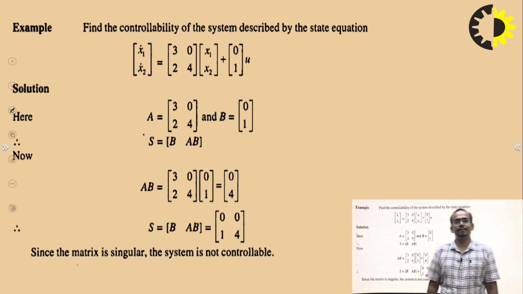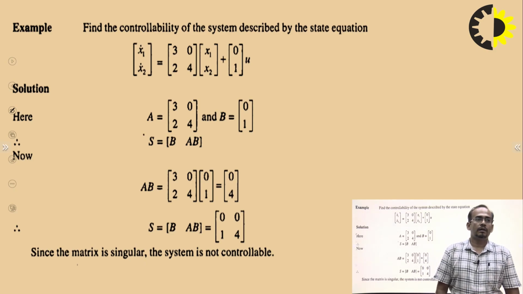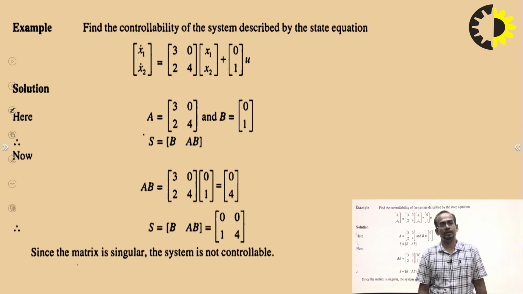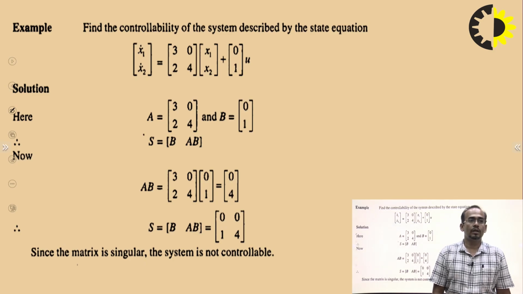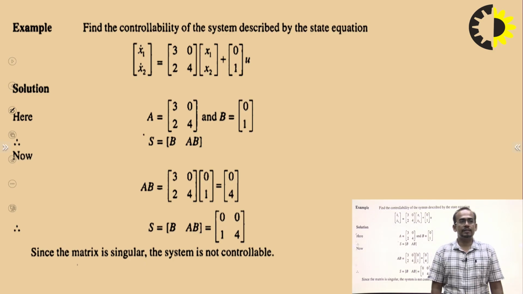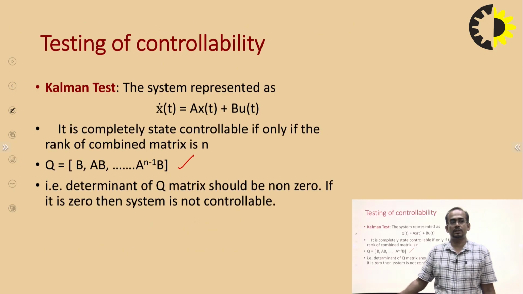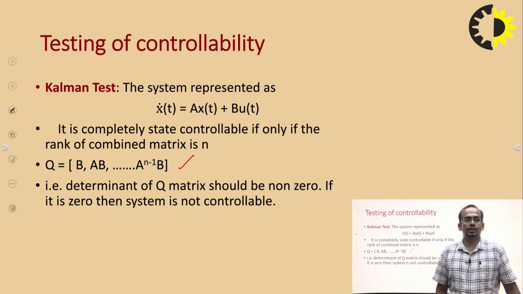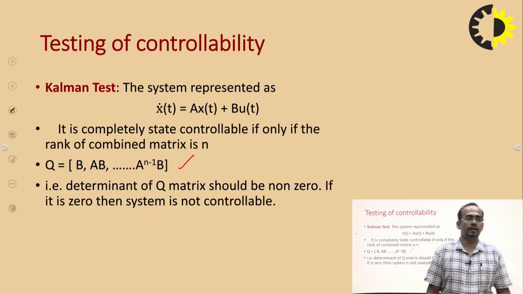Let us take an example for testing the controllability of a system. Here the state equations are given: x1 dot, x2 dot equals [3 0; 2 4] times x1, x2 plus [0; 1] u. So A is [3 0; 2 4], B is [0; 1]. For checking the controllability, we have to use the equation Q = [B AB ... A^(n-1)B]. I have to find the rank of this matrix.